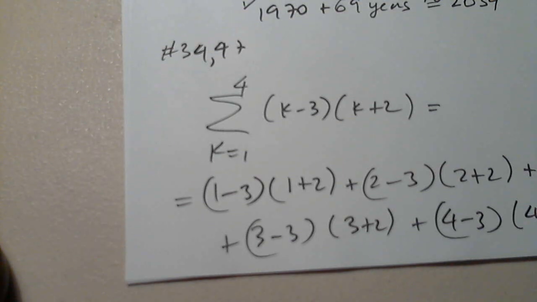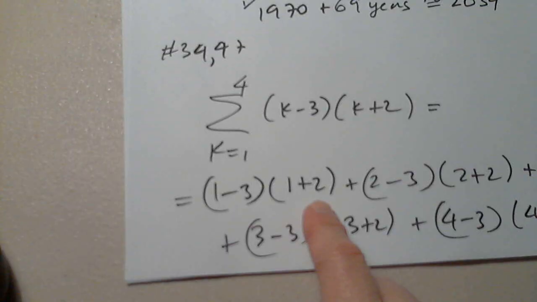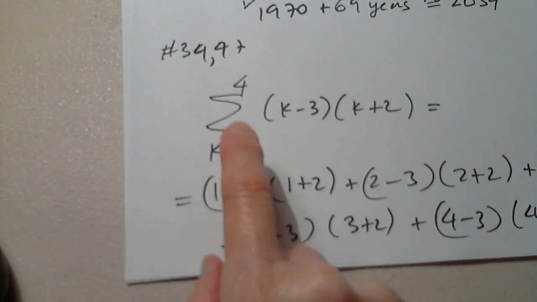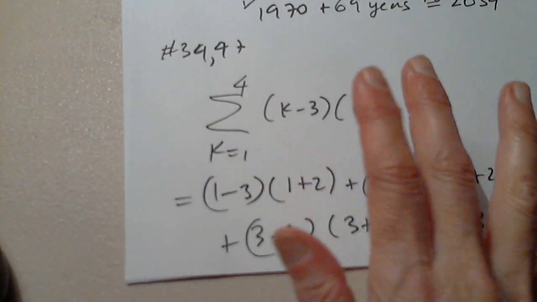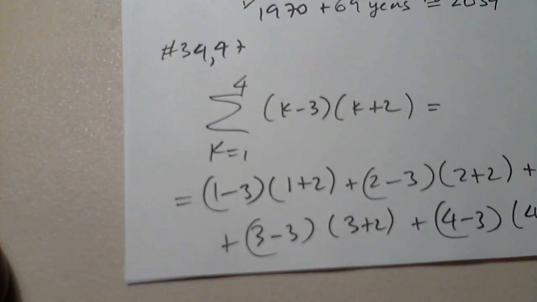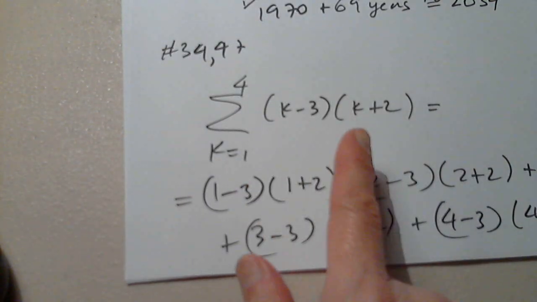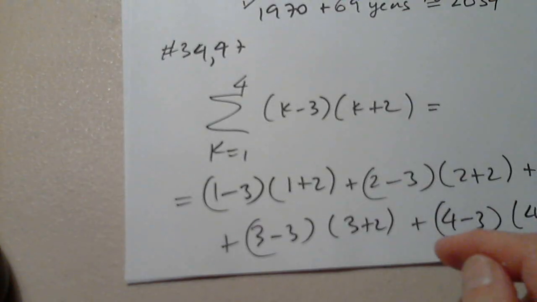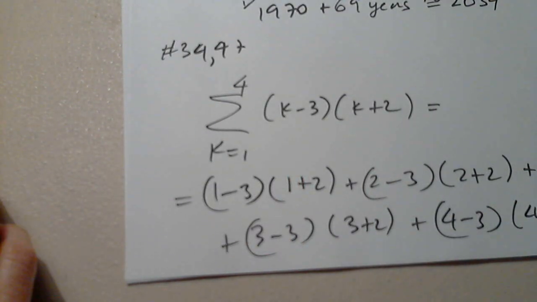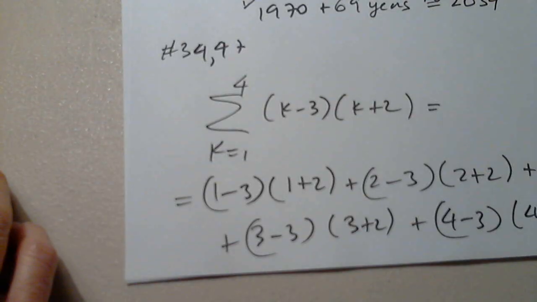To list the terms, first you start with k equals 1: 1 minus 3, 1 plus 2. Then plus, the sum says plus, 2 minus 3, 2 plus 2, and then plus, when k is 3, 3 minus 3, 3 plus 2, and plus the last term when k is 4, and we get this.